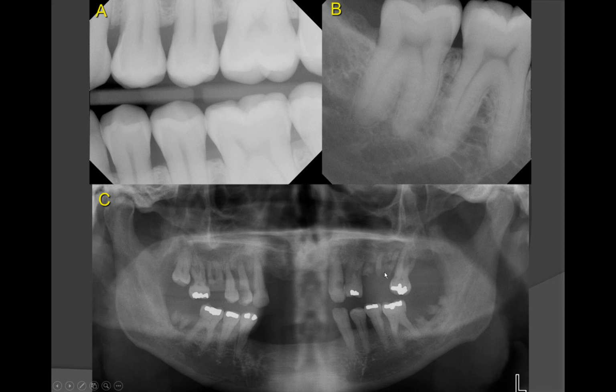The maxilla and the mandible, the alveolar process of each of the maxilla and the mandible should come up to the margin of where the crown is. But over time, with periodontal disease, you have loss of that bone, and we'll go over that in detail.